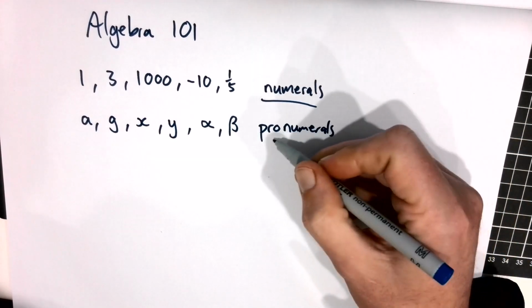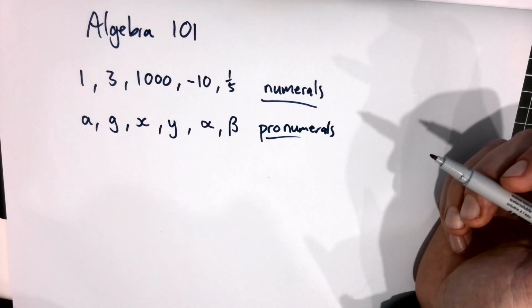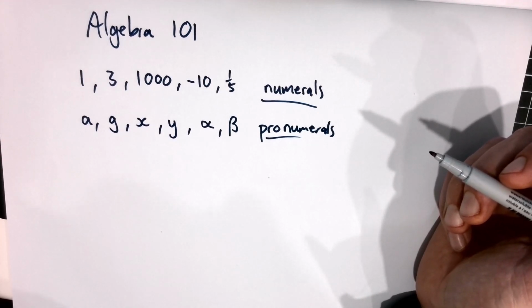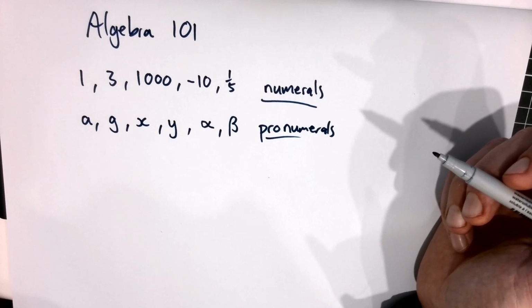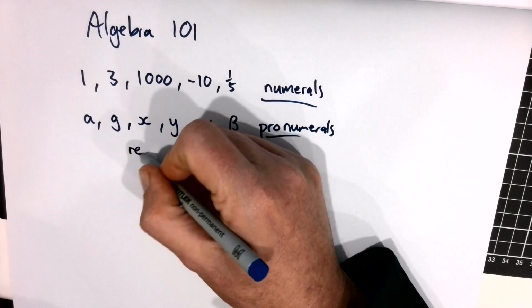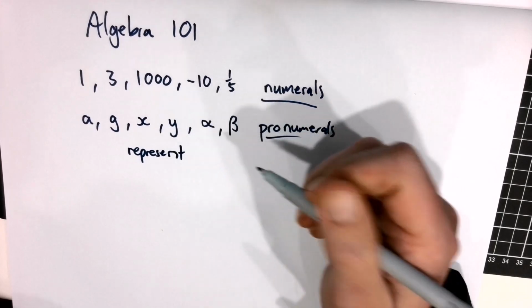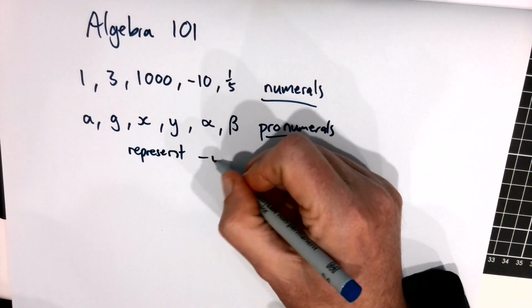Doesn't mean they're like professional numerals or whatever. A pronumeral, I guess it's indicating that it's like a numeral, but it's not actually a numeral. It's kind of standing in for a numeral, like a code, I guess you could say. And generally, these pronumerals are representing a number, maybe, but they're either representing an unknown value.